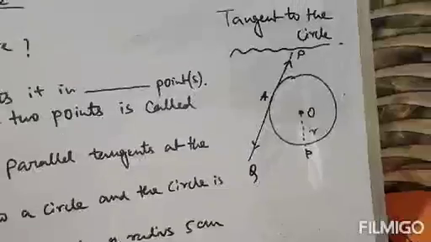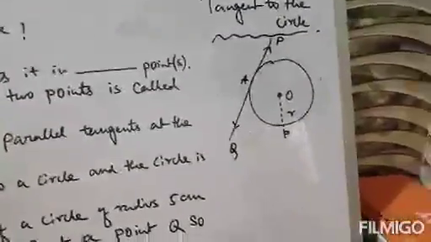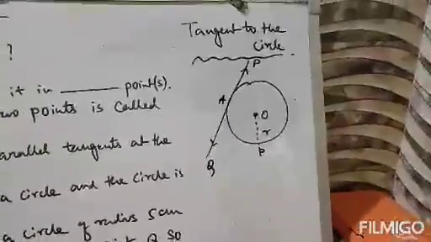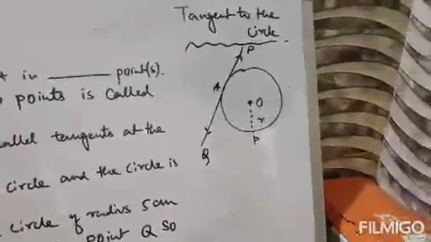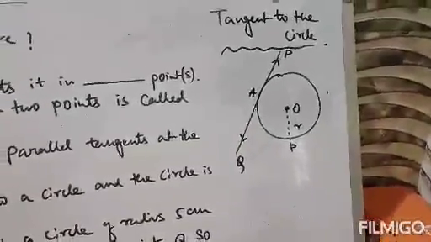Now, what is a tangent to a circle? Tangent to a circle is a line that intersects the circle at only one point. That is the tangent. So what is a tangent? It is a line that intersects the circle at only one point.